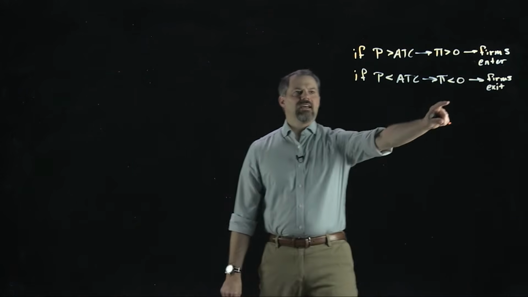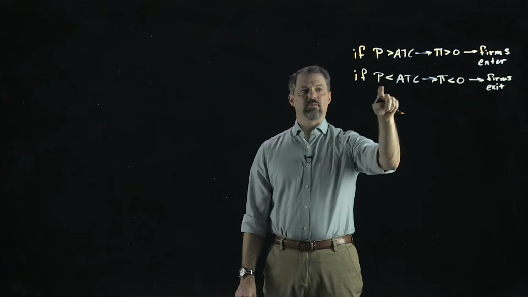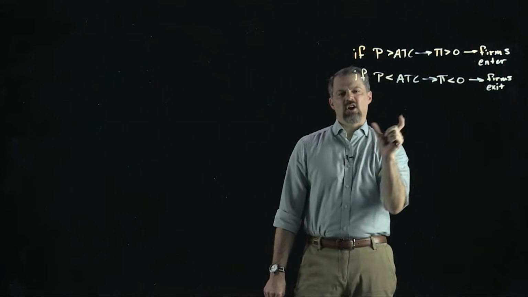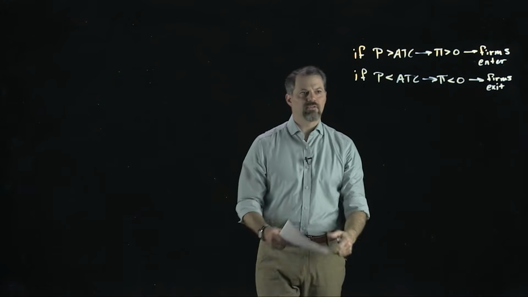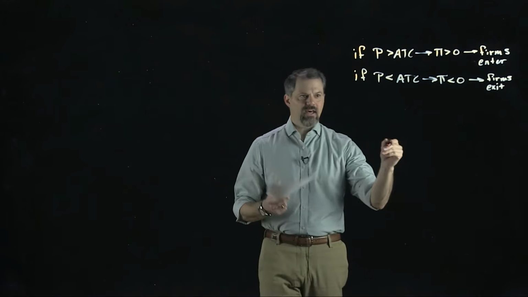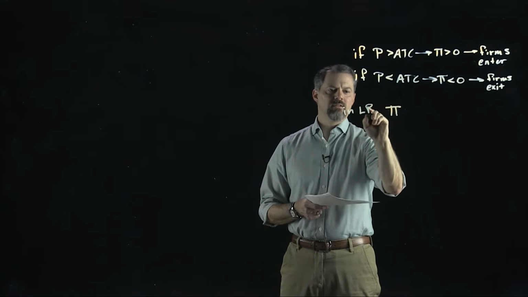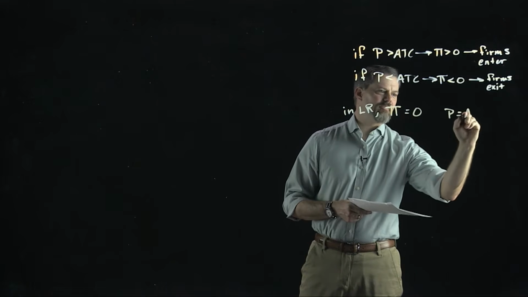So the act of exiting will be driving price up. Profit is starting negative because price is lower than average total cost. And our losses will be getting smaller until they are driven to zero. So we've just figured out that in the long run, profit equals zero, which means that price is equal to average total cost.